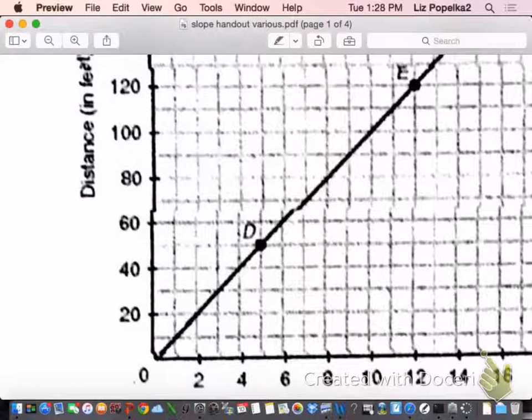All right. So what this is asking you to do, and yes, you will have the opportunity to have a problem that's just like this on the retake tomorrow. It's asking you, what does the slope represent? First thing we need to do is figure out what the slope is in the first place.